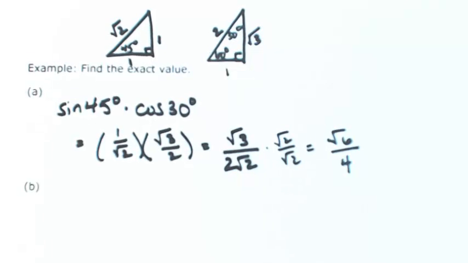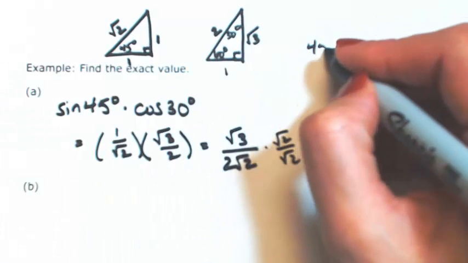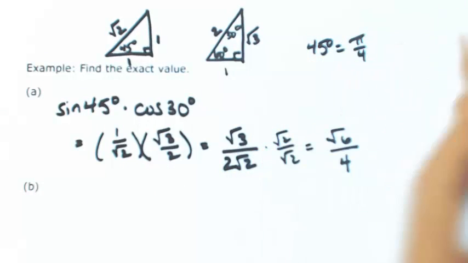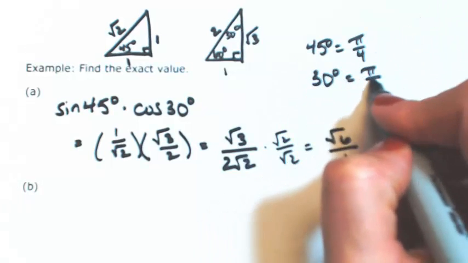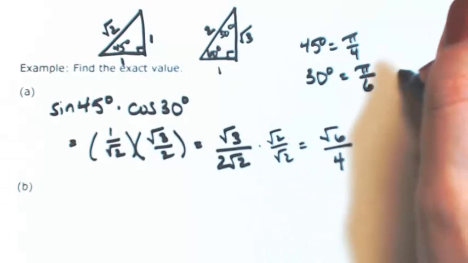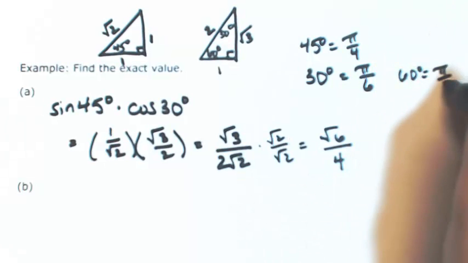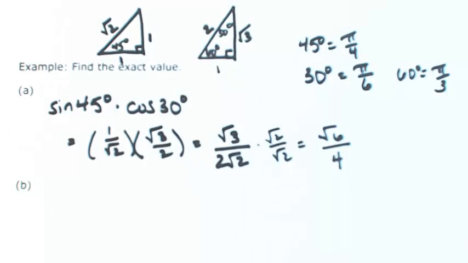Okay, let's do the same thing, but let's look at these angles in terms of radians. So remember that 45 degrees is pi over 4 radians. 30 degrees is pi over 6 radians. And then 60 degrees is pi over 3 radians.